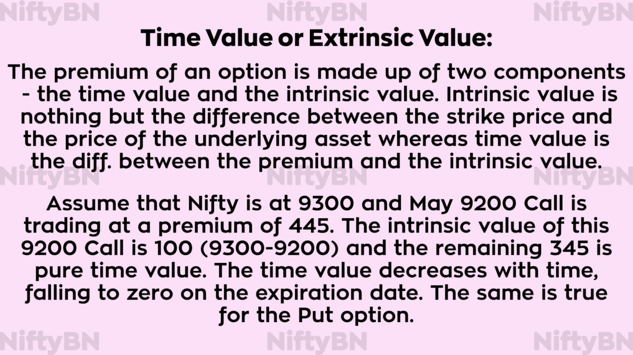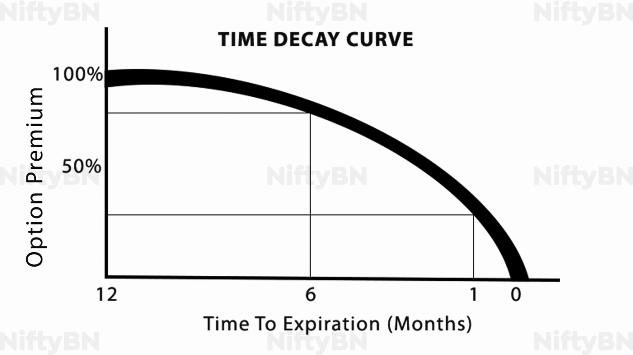The time value decreases with time, falling to zero on the expiration date. The same is true for the put option. But this time decay is not linear. It tends to be gradual at first and speeds up as the expiration date approaches. To illustrate this point, let's look at the time decay curve of a 12-month option.